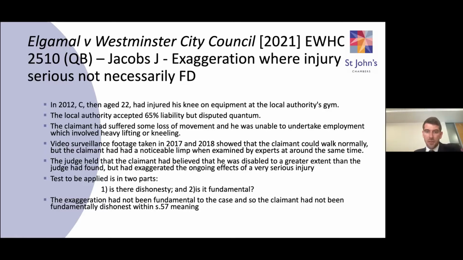But they commissioned surveillance of him, and it showed that he could walk normally, but that he had a noticeable limp when he was examined by the experts at around the same time. So you might think the same kind of thing that was going on in the Gosling case. The judge held that the claimant had believed that he was disabled to a greater extent than the judge had found that he was, but he'd exaggerated the ongoing effects of a very serious injury. And Mr. Justice Jacobs said you have to take the test in two parts. Is there dishonesty, and is it fundamental? And he found that that exaggeration was not fundamental, and so the claimant hadn't been fundamentally dishonest.